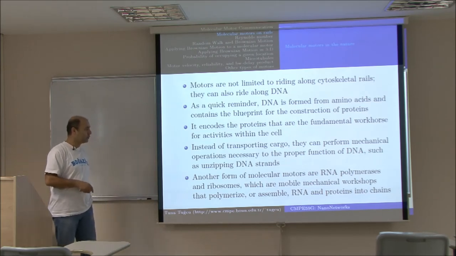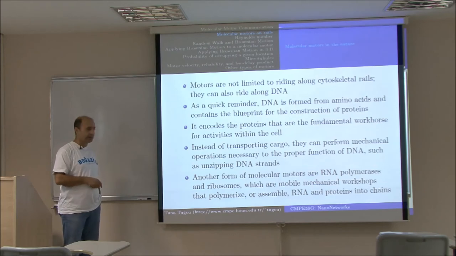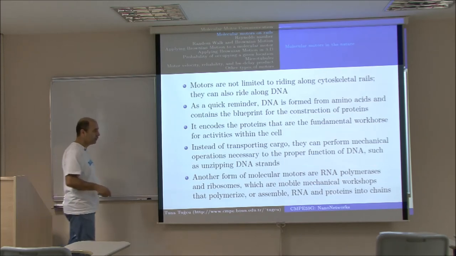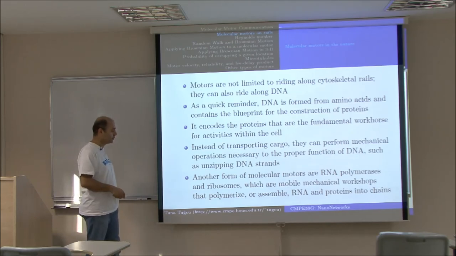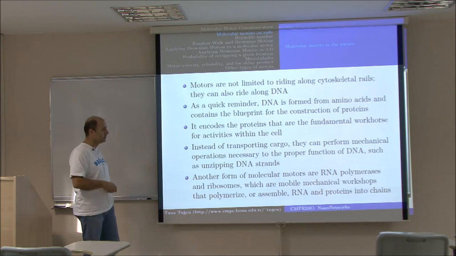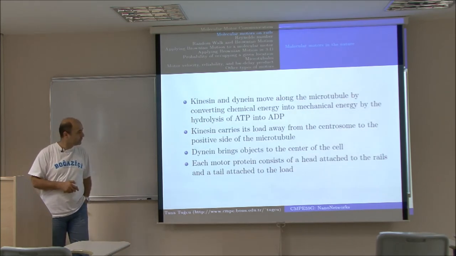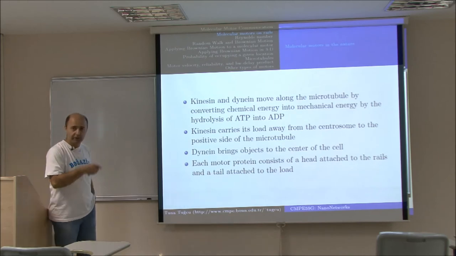Another form of molecular motors are the RNA polymerases and ribosomes, which are also mobile mechanical workshops that polymerize or assemble the RNA and the proteins into chains. You'll see some videos about these soon.